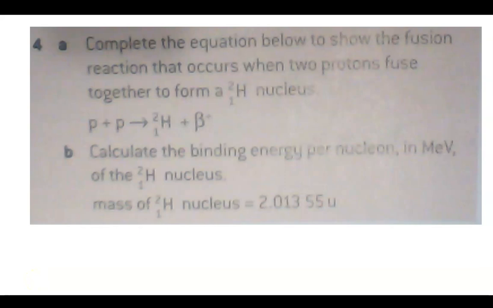Complete the equation below to show the fusion reaction that occurs when two protons fuse together to form a hydrogen 2 nucleus. And they've given the part of the equation, so you've got a proton plus a proton goes to a hydrogen 2 plus a beta plus. Alright, so jumping across.